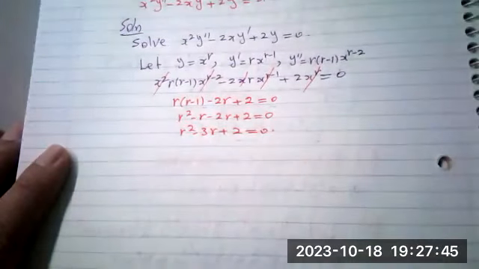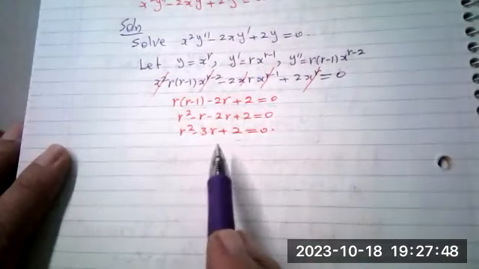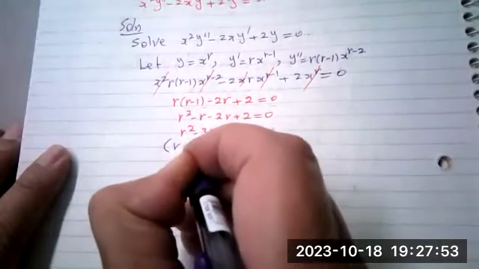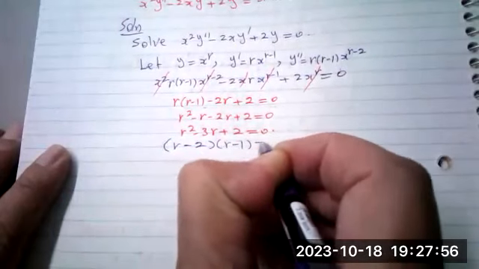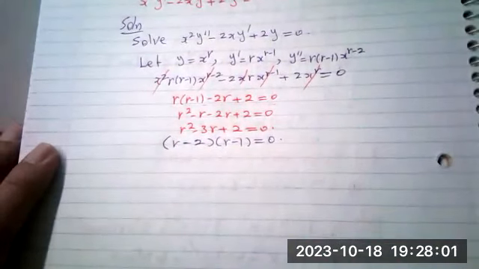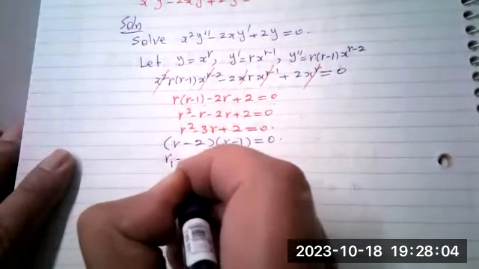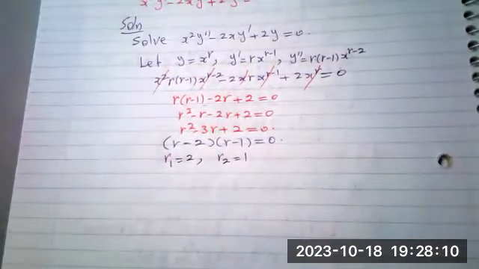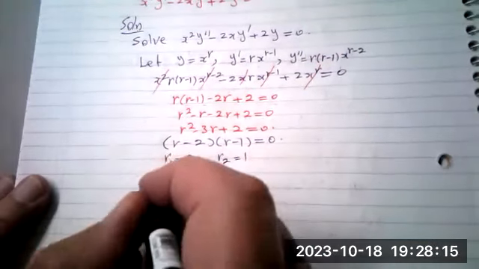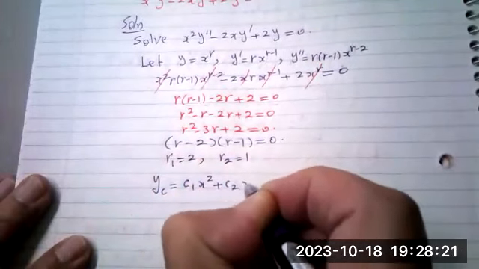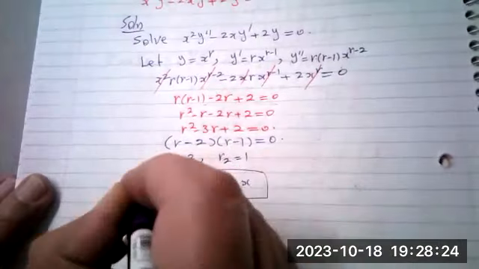Nice numbers. Two numbers, product of 2 and sum of 3. So r minus 2 times r minus 1 equal to 0. Didn't get the repeated solution here. Okay, so we have two solutions: r1 equal to 2 and r2 equal to 1. So what's going to be now YC? YC is going to be C1 x squared plus C2 x. So this is going to be YC.